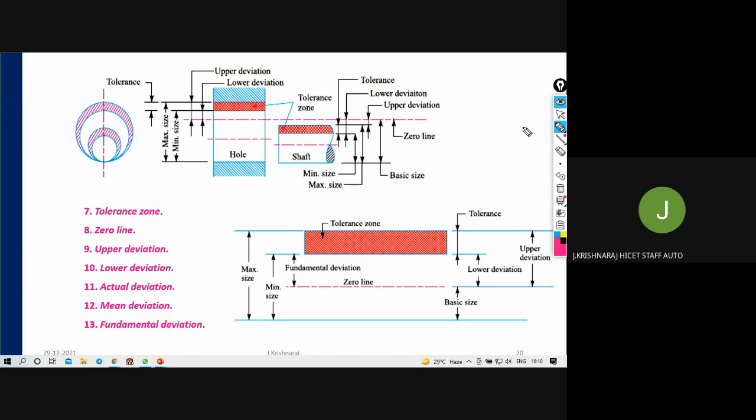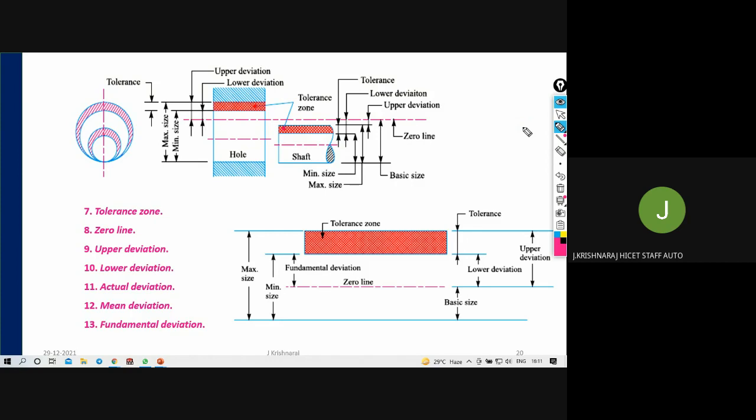The next is the zero line. When we have two mating components, like a shaft and a hole, the zero line is very important. For example, I just create a scenario with a pen and cap. Which one is the reference for measuring the upper and lower limit? The cap will have a larger diameter, and the pen a smaller diameter than the cap.